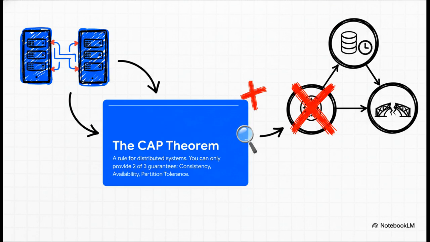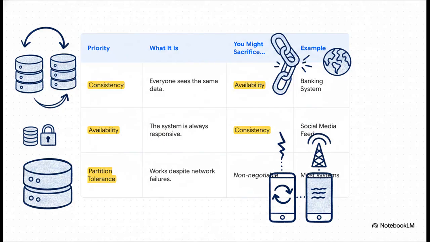And that's because of a fundamental law of distributed systems called the CAP theorem. It basically says you have 3 ideal goals: consistency, availability, and partition tolerance. And here's the catch. You can only ever guarantee 2 of those 3 at the same time. This forces a critical trade-off.